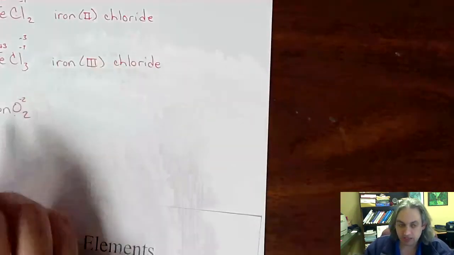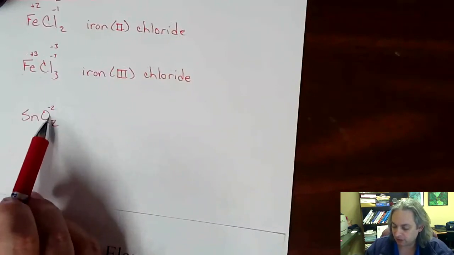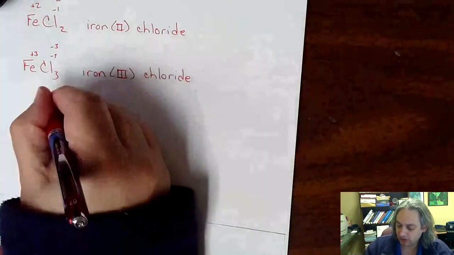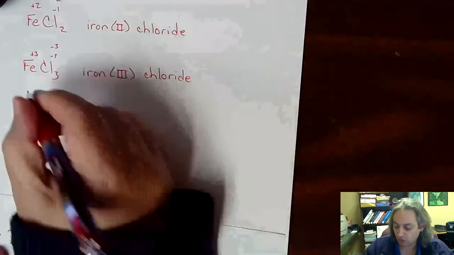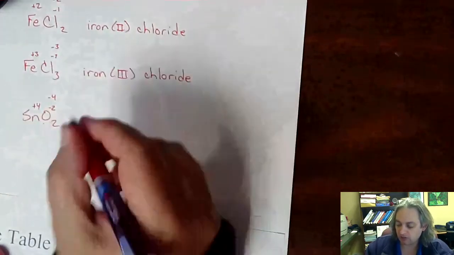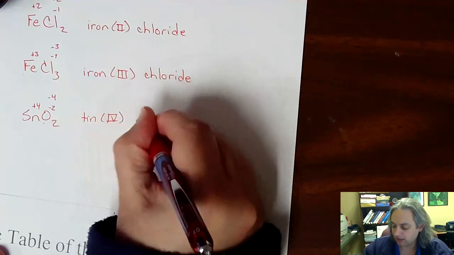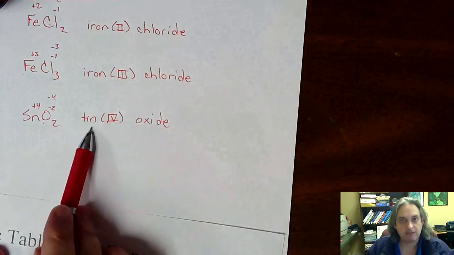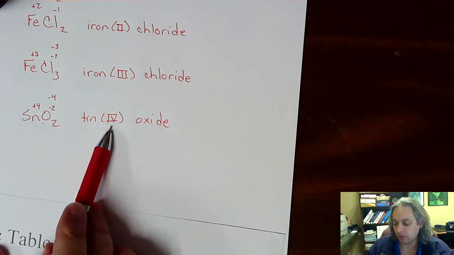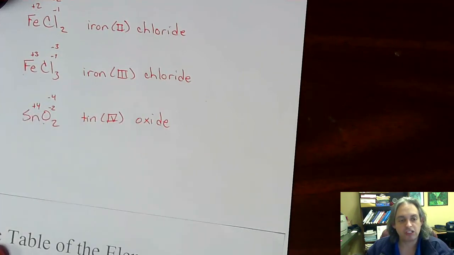So tin has what charge in this compound? So oxygen's a -2. We have 2 of those. That's a total of a -4, which means tin is a +4. So the way we name this is tin 4 oxide. So again, we just give the name of the metal, and we have the Roman numeral to show us what the charge is on the metal.